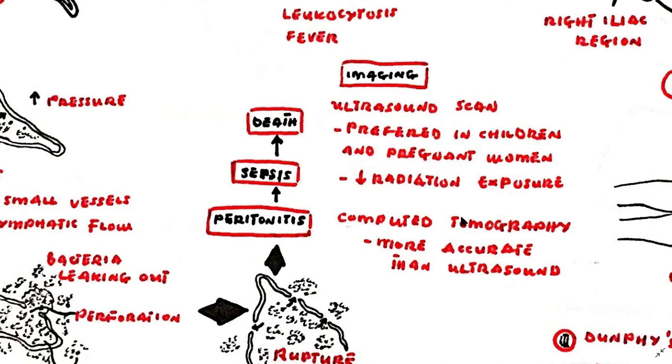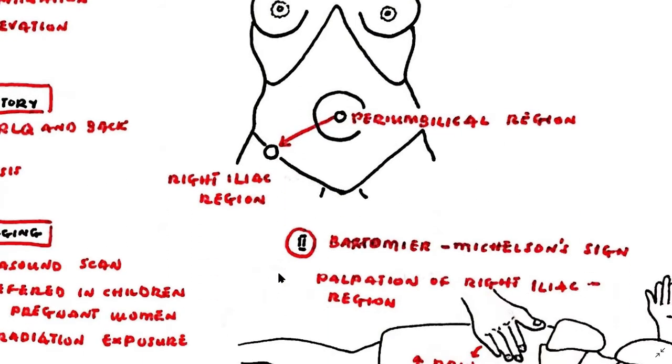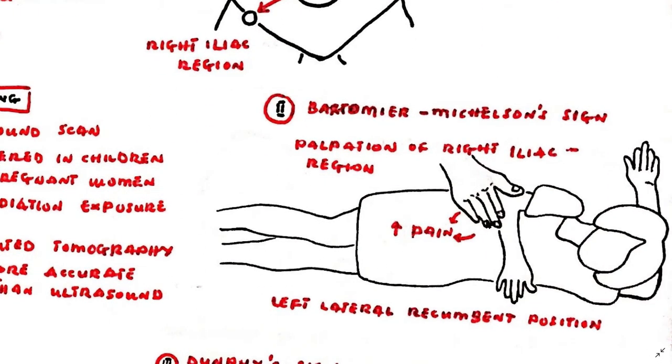Now let's look at the clinical signs associated with appendicitis. In Kocher's sign, the start of pain according to the patient's history is in the umbilical region with subsequent shift to the right iliac region. In Bartholomew-Michelson sign, there is increased pain on palpation at the right iliac region as the patient being examined lies on his or her left side compared to when he or she lies on the back, or lies supine.